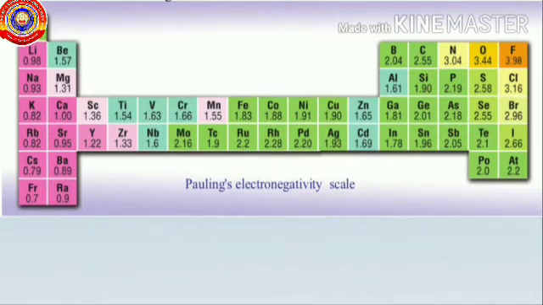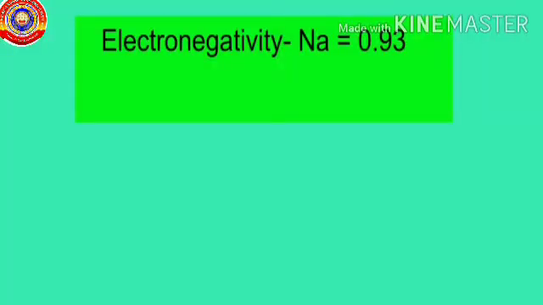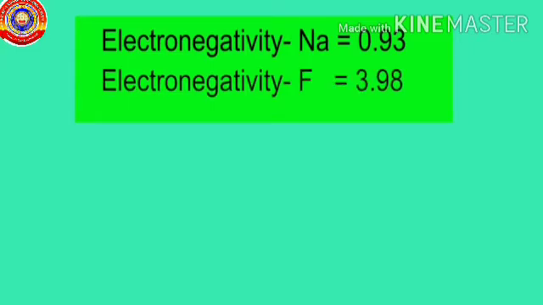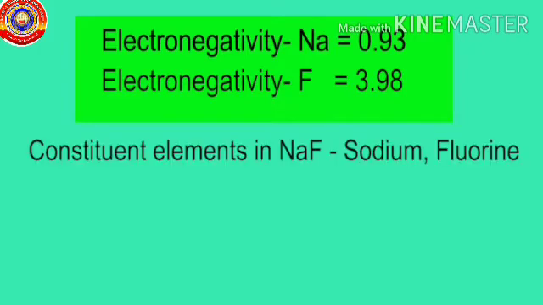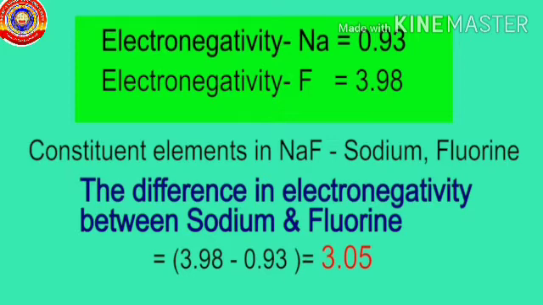Consider sodium fluoride as an example. Identify the type of chemical bonding in this molecule, whether it is ionic or covalent. You know the constituent atoms present in sodium fluoride are sodium and fluorine. And the electronegativity of sodium is 0.93 and that of fluorine is 3.98. Now we have to find the difference in electronegativity between sodium and fluorine. That is 3.98 minus 0.93, which is equal to 3.05.